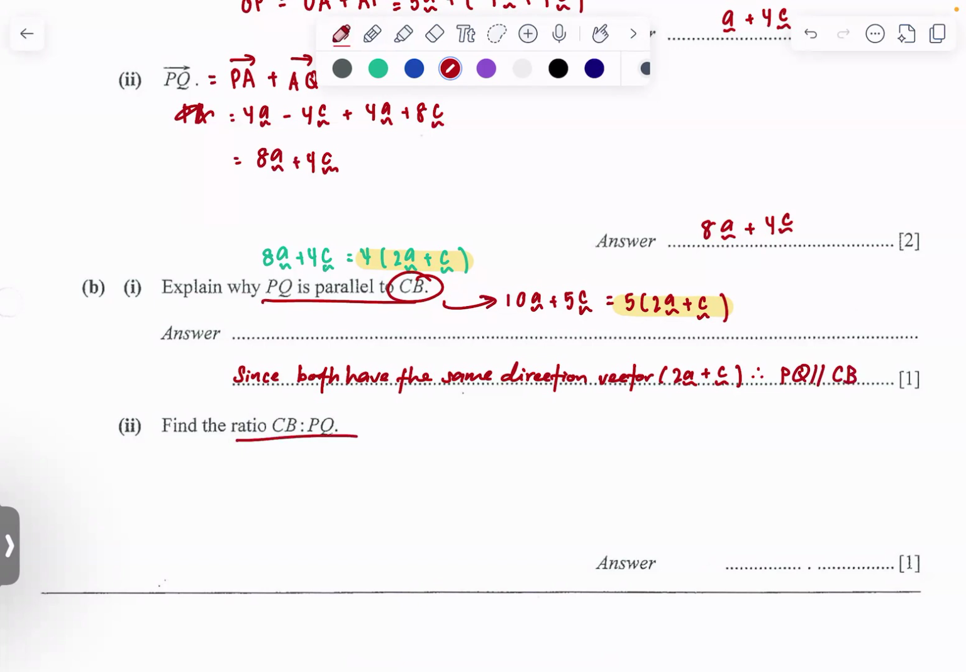Okay, then they ask you to find the ratio of CB to PQ. And just now you already know that CB is 5(2A plus C), right? And PQ is 4(2A plus C). Strike out the common multiple and you're just left with 5 is to 4. Okay, 5 is to 4.